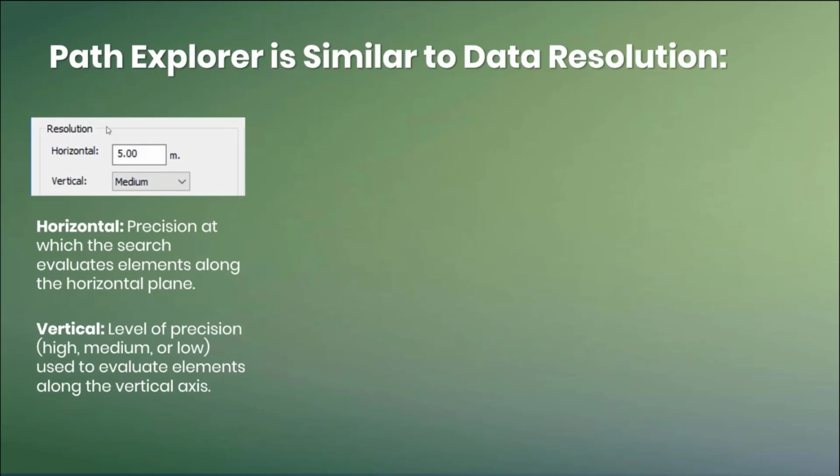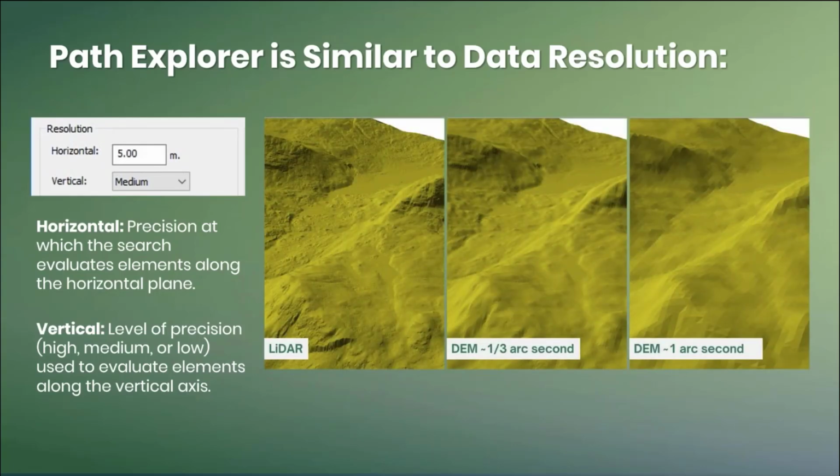So really, what I'd love to help you understand here is that Path Explorer uses a resolution that's similar to the resolution of, say, topo data. And here's a picture of a few different variations of topo data. Of course, LiDAR on the left, this data is far more detailed. And then as we decrease the resolution, it gets a little bit blurrier. And I think this is a perfect analogy to what Path Explorer is doing in the background.